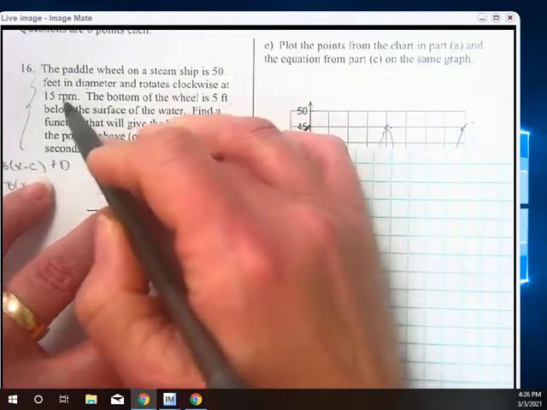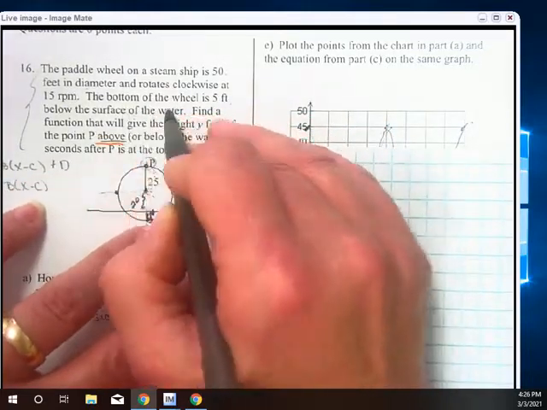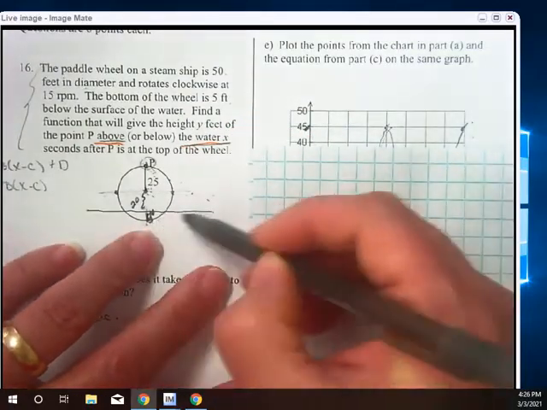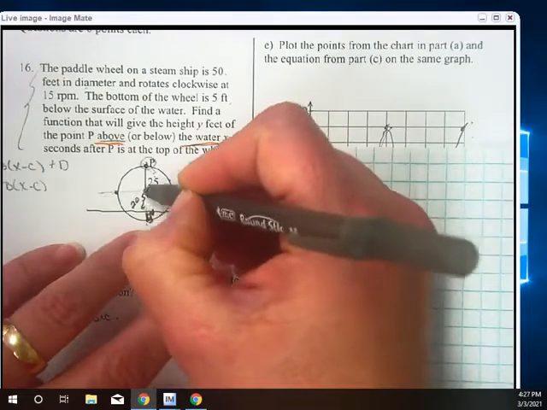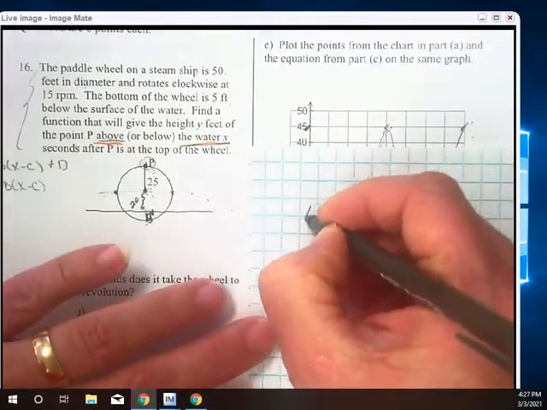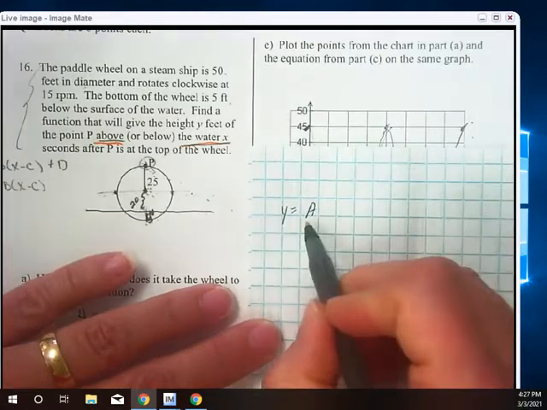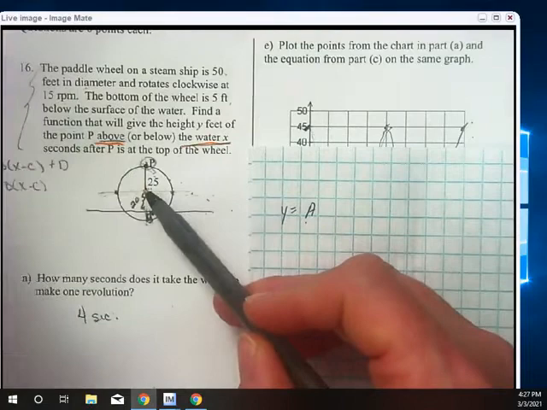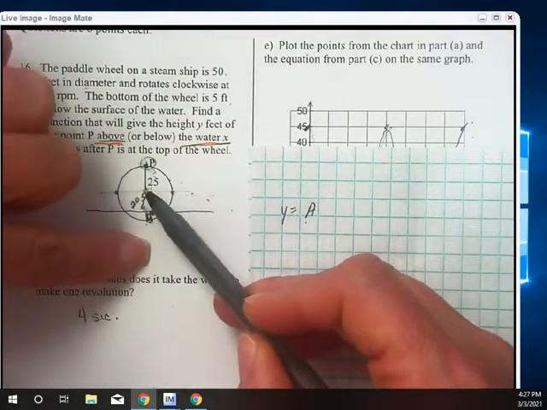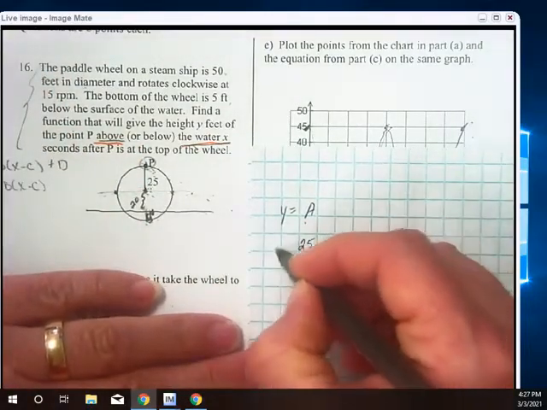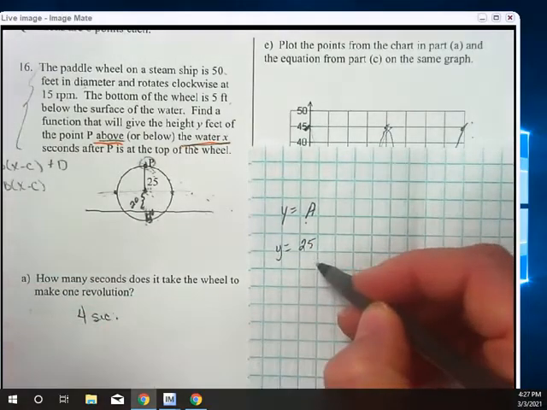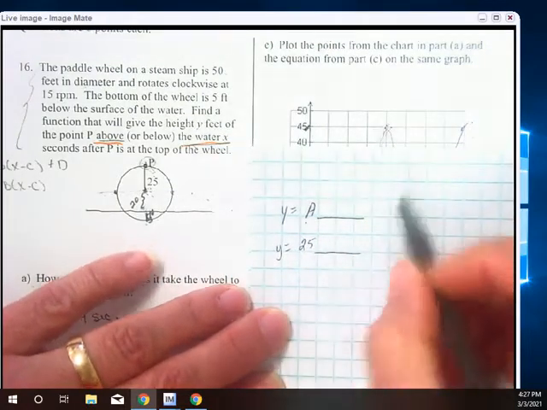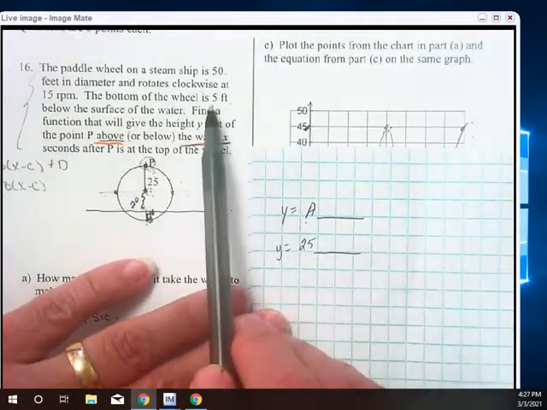The clockwise rotation is at 15 RPMs, and the bottom of the wheel is 5 feet below the surface of the water. So I drew in 5 feet below the water. Here's my water line, which gives me 20 feet up. Now, if we're looking at an equation, the A is the amplitude, and the amplitude is how far from that axle up and down it's going to be. So in this case, that amplitude is going to be a 25.